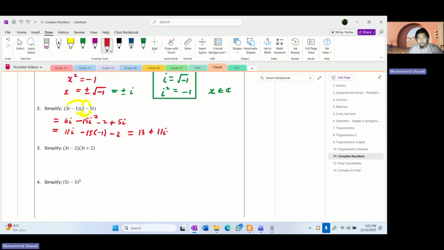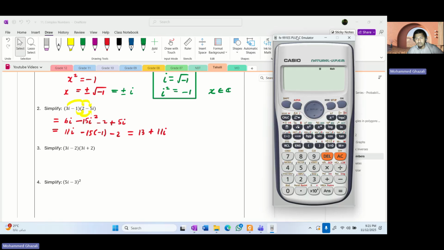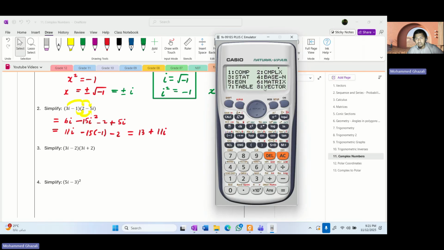I will show you how to do it on the calculator. You need to put your calculator on complex mode. So you go to mode and you go to complex, option 2. You type this into the calculator: open bracket 3i, the i button is here, minus 1, close bracket, open bracket 2 minus 5i. And see what answer we get. We get 13 plus 11i.